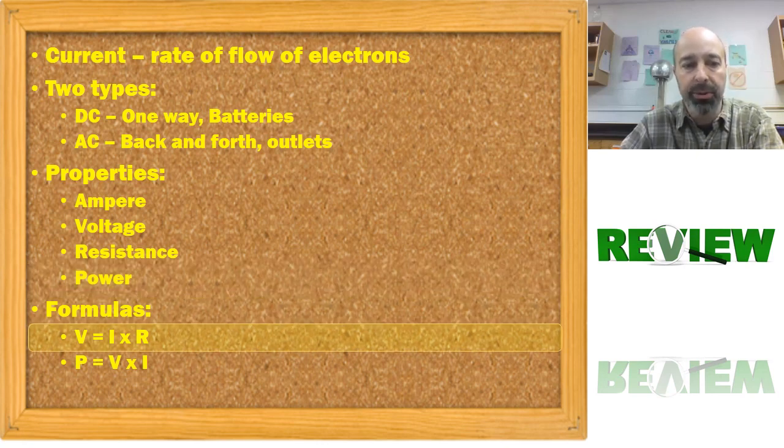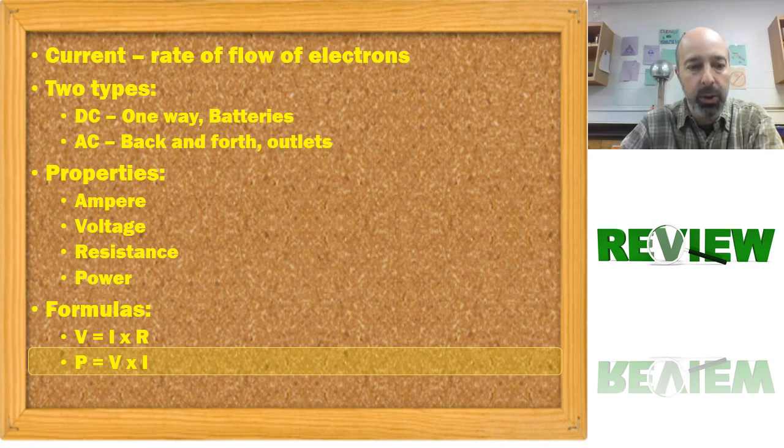And we have a couple different formulas that we need to know this time around. Voltage equals current times resistance, or V equals I times R, and power equals voltage times current, or P equals V times I. We'll be doing a whole bunch of stuff with electricity in class, including making some circuits and making some light bulbs light up and things like that, and I will see you then.